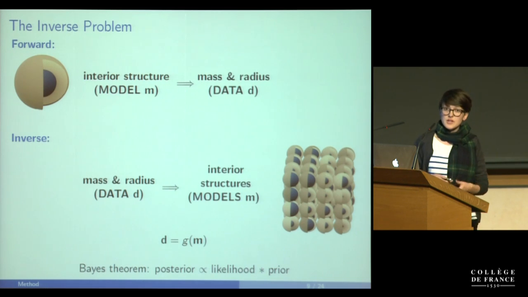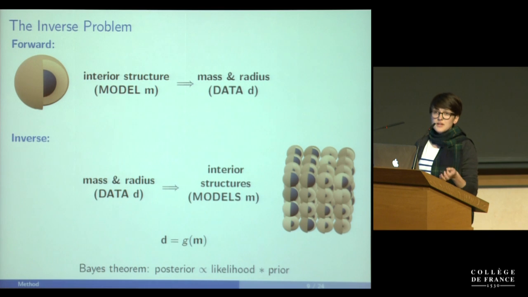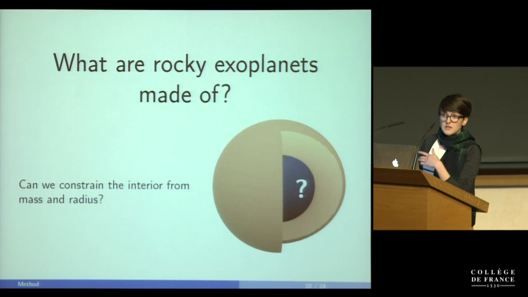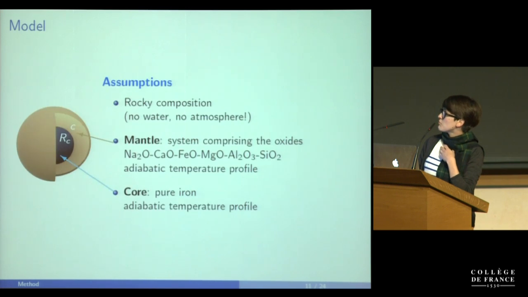And so, due to this inherent degeneracy, the determination of all the possible interior models can only be done sensibly using Bayesian inference. And we are using an inverse approach which enables us then to study all the range of possible interior models that fit the data of mass and radius. And in this study, we restrict ourselves to purely rocky exoplanets, where we say that oceans or atmospheres have a negligible effect on mass and radius. And so let's see what we can constrain by just having mass and radius.